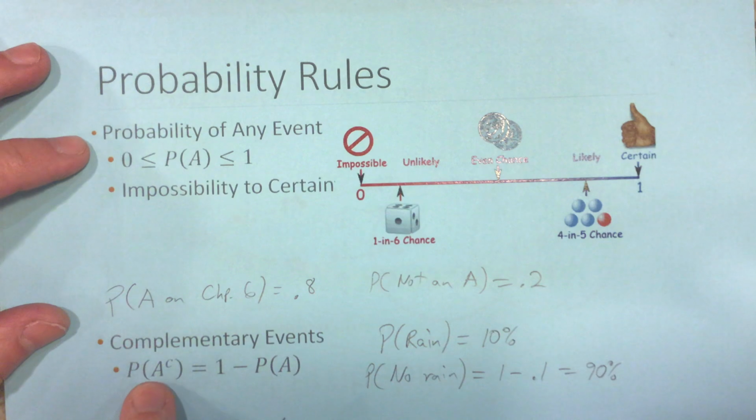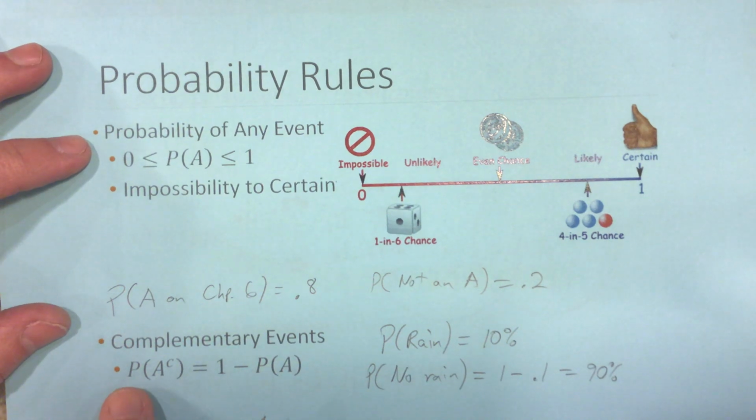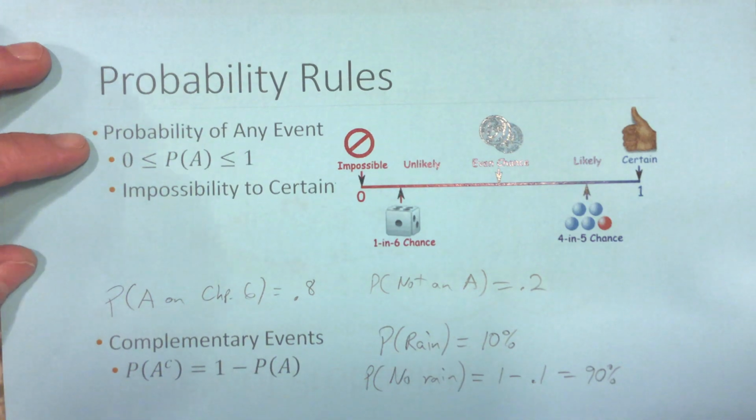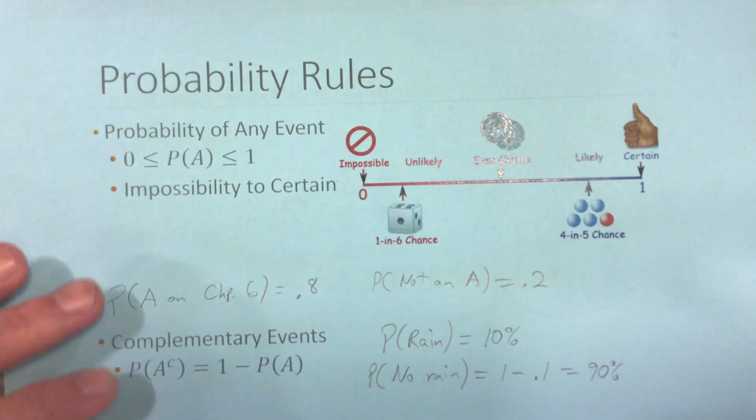And here's the notation we'll use for complementary events. The probability of A complement, we use a superscript, an exponent of lowercase c, that's read A complement. The probability of A complement is simply equal to 1 minus the probability of A. So the probability of an event not occurring is equal to 1 minus the probability of the event occurring, as complementary events.